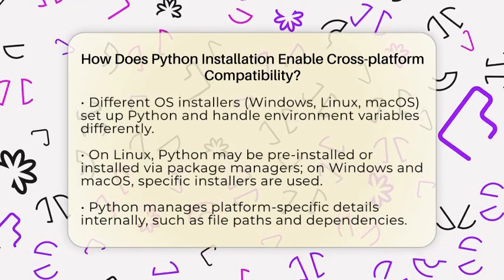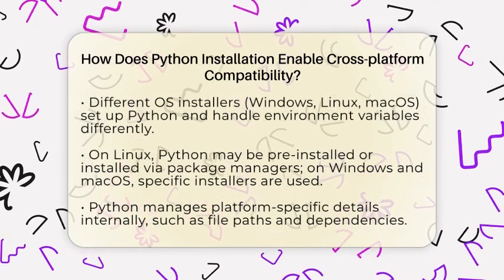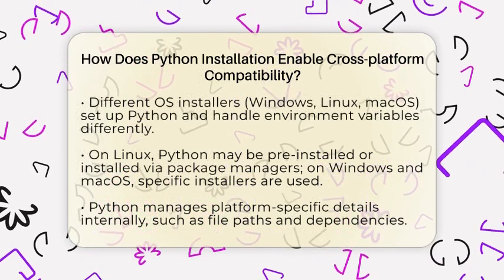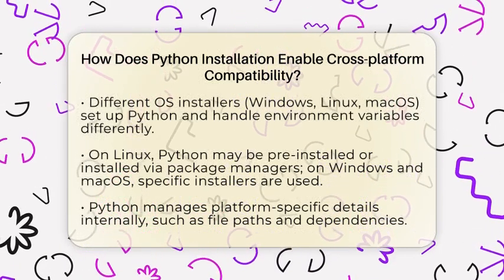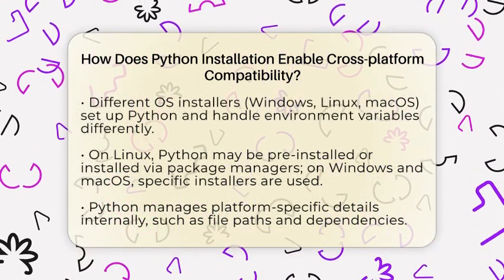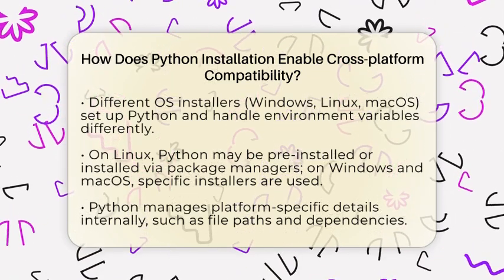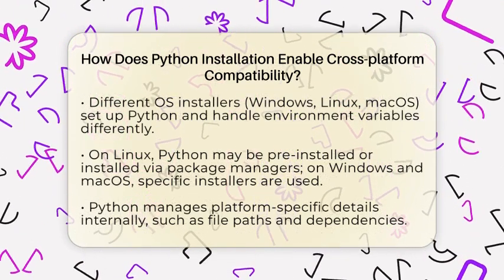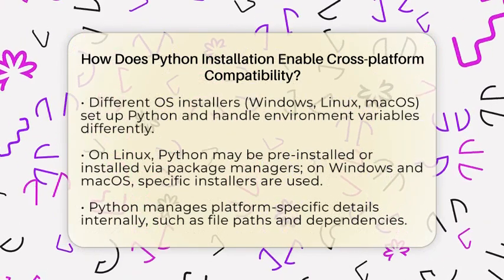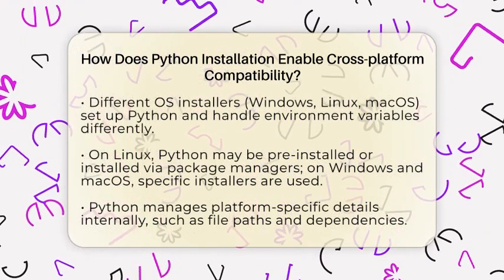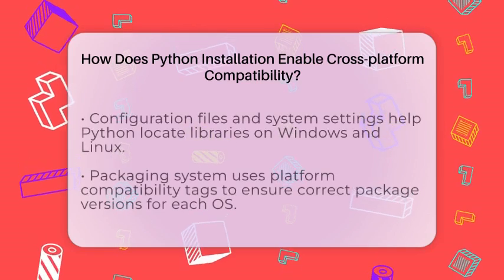For example, on Windows, you get an installer that sets everything up and adds environment variables. On Linux, Python might already be pre-installed or installed through a package manager. On macOS, you can use installers or tools like Homebrew. Despite these differences, once installed, Python behaves consistently across all these platforms.